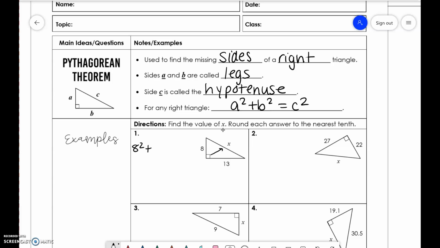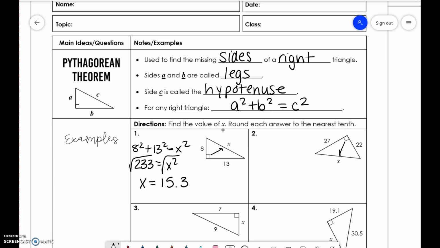So 8 squared plus 13 squared is equal to x squared. It doesn't matter what you plug a and b in for, just as long as they're on the one side of the equation being added together. So if we add 8 squared plus 13 squared, we get 233, and we are going to take the square root of both sides. So x is equal to 15.3. I always round to 1 decimal point, so that's what it's going to be on any of our assessments.